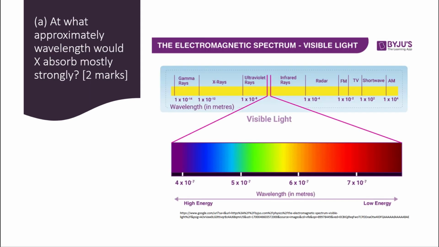For compound X to be red, it must absorb the other wavelengths of light. If we look at the visible light part of the spectrum, we can see that it's red above 600 nanometers, which means compound X absorbs wavelengths below 600 nanometers.